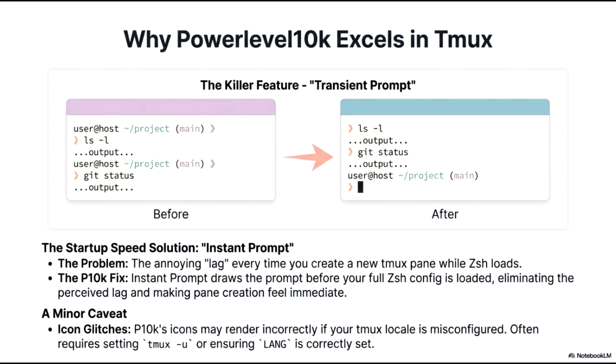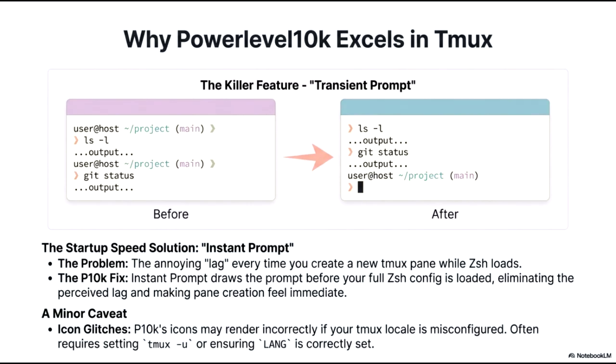PowerLevel 10K is a top-tier choice for tmux users, primarily due to features that optimize both visual space and performance. The killer feature is the transient prompt. As illustrated in the side-by-side comparison, a standard prompt often clutters your history with redundant information like the username, hostname, and directory for every command executed. With the transient prompt enabled, as shown in the After section, previous prompts are automatically condensed into a simple symbol once a command is run. This significantly reduces visual noise and maximizes the vertical space available for actual terminal output.